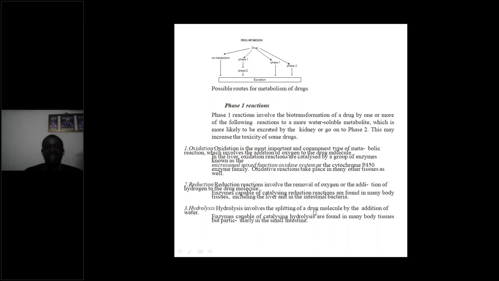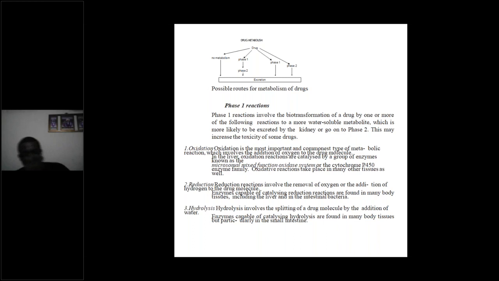bacteria. You know, in the intestine, there are bacteria. There are some very, very good bacteria in the intestine. That's why it's not advisable to just take antibiotics carelessly, okay? Because if you take antibiotics carelessly and excessively, you'll be destroying relevant bacteria in your body.